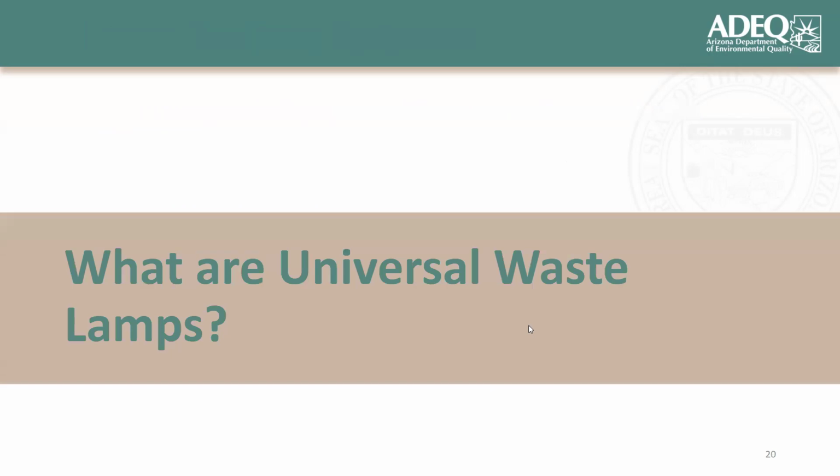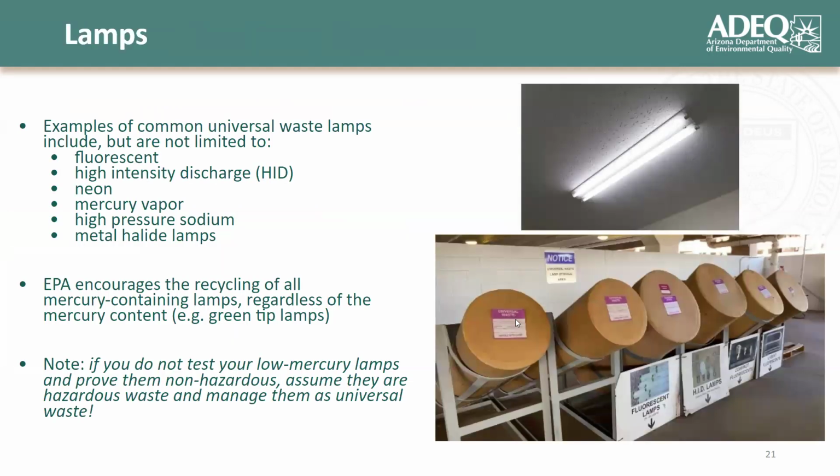That summarizes mercury-containing equipment. So what are universal waste lamps? Examples of lamps that can be managed as universal waste are fluorescent lamps, HID lamps, neon, mercury vapor, and metal halide lamps. We recommend that if you do not test your low mercury lamps, such as the green tip lamps, and prove them as non-hazardous, to assume they are hazardous waste for mercury and manage them as a universal waste so that they can be safely managed and recycled.